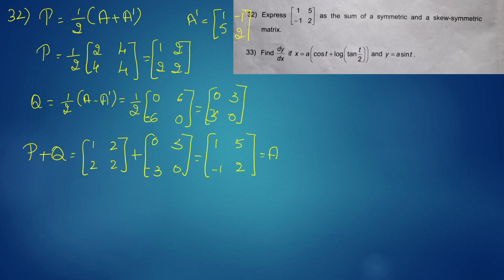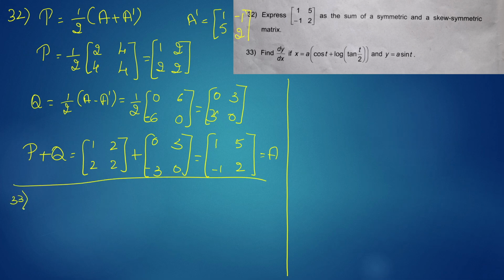Therefore, we have written the matrix A as the sum of symmetric and skew symmetric matrices. Now let us move on to the next problem, that is 33. We have to find dy by dx. This is a parametric form question. For that, first we have to find dx by dt and dy by dt. Then we have to find dy by dx.